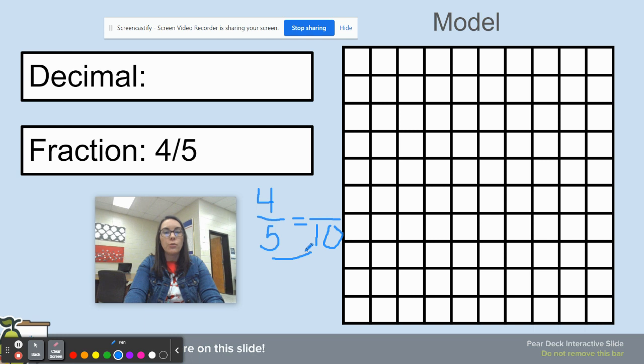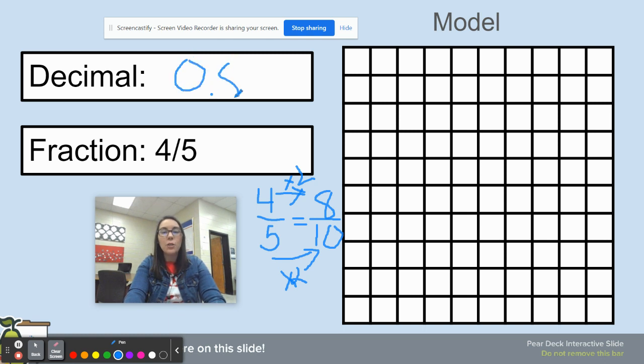So we can say, oh, 5 times 2 is 10. That means if I do that to my denominator, we need to do that to the numerator to keep that balanced, to make that equivalent fraction. Okay, so for your assignment, you're not going to have to do a lot of this drawing, so you'll be happy about that. So I have 8 tenths. That helps me write my decimal, because I can write 8 tenths.